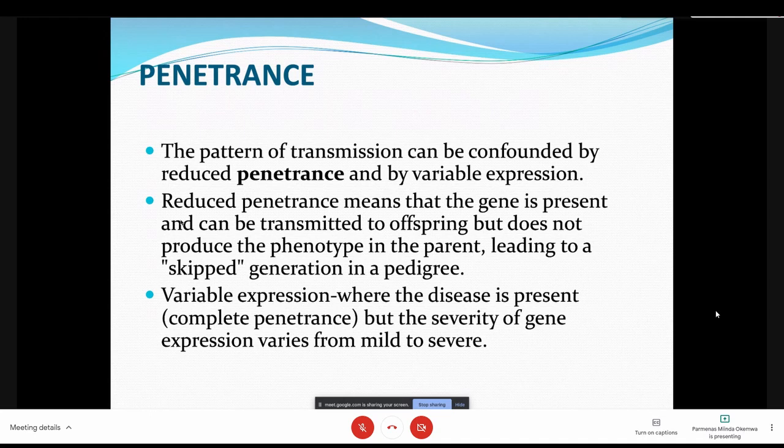So variable expression is where the disease is present, okay? But the severity of gene expression varies from mild to severe.